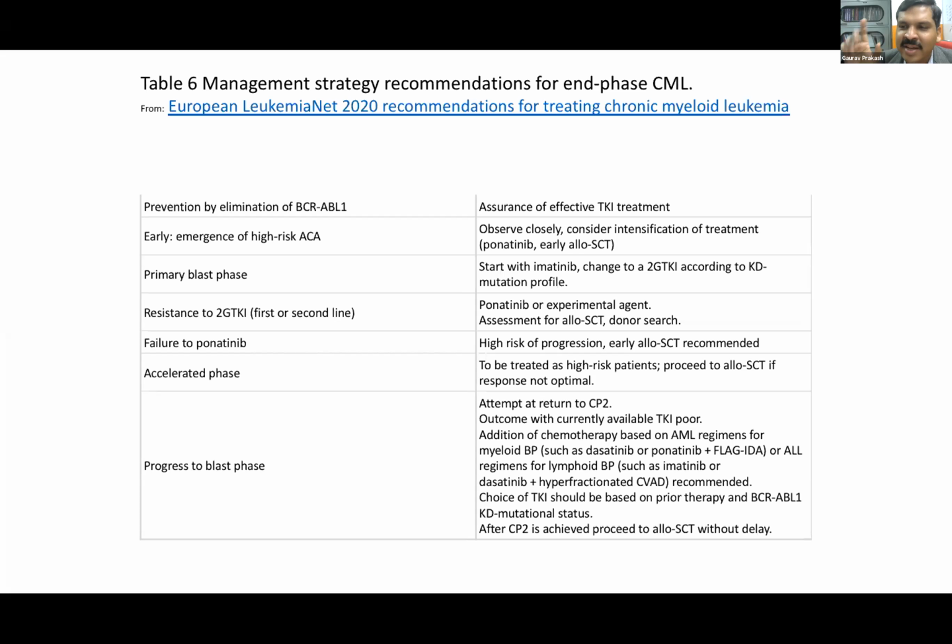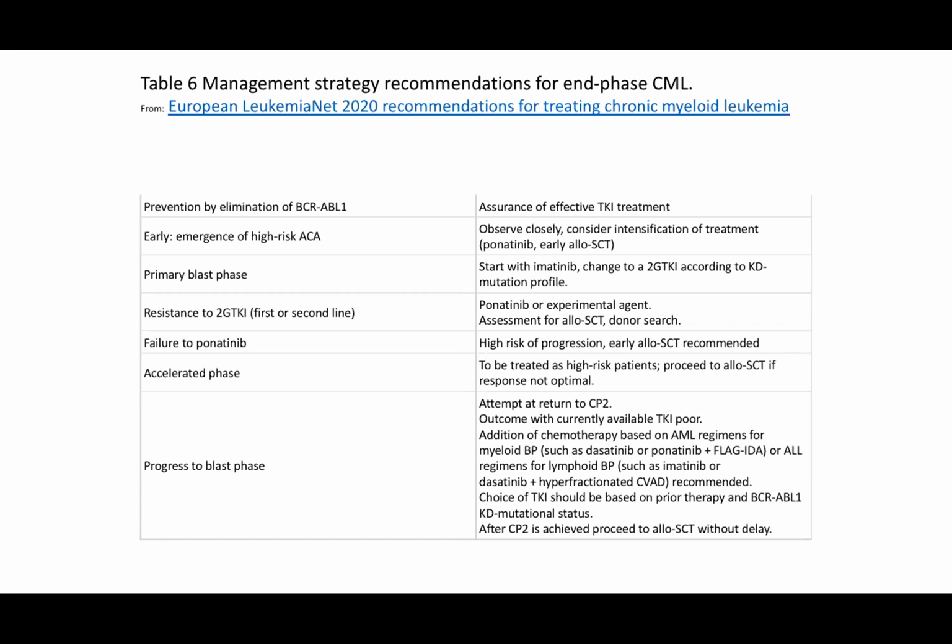Sir, may I respond to Dr. Amish? Yes. I think in that setting, we have access to interferon. We have hydroxyurea. So if the patient has large counts, you can just start them. And those were the therapies when there was no TKI in the world.